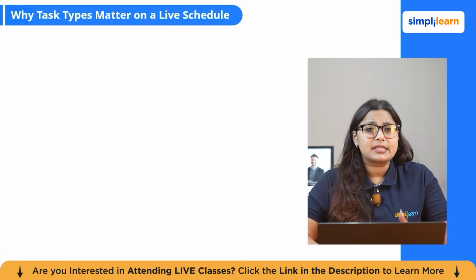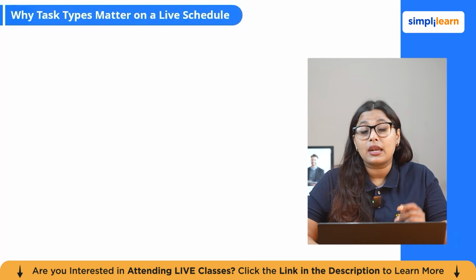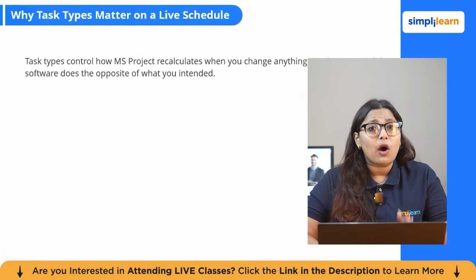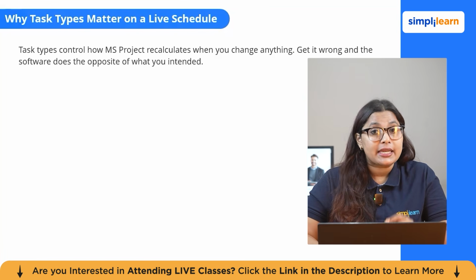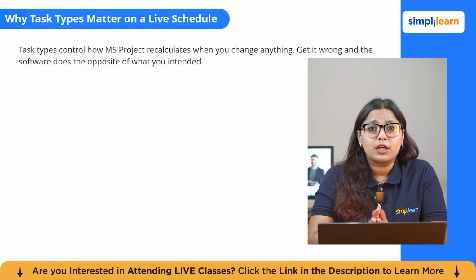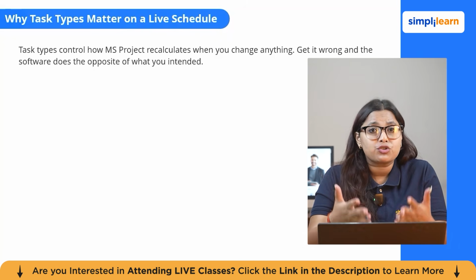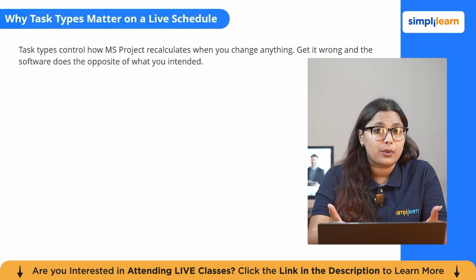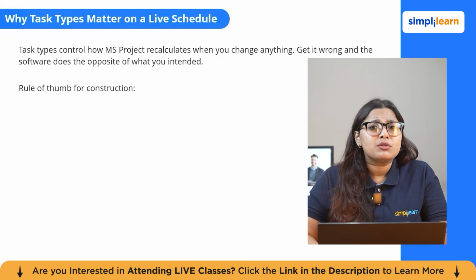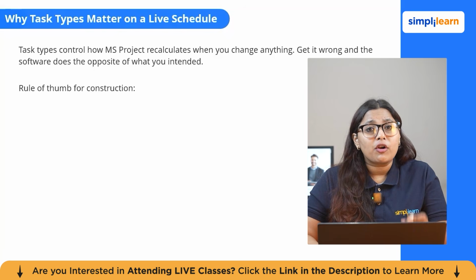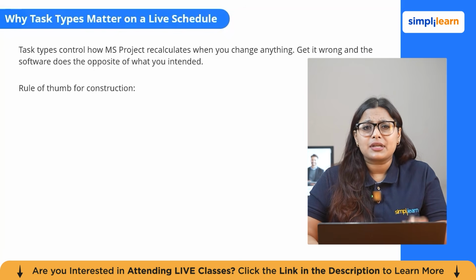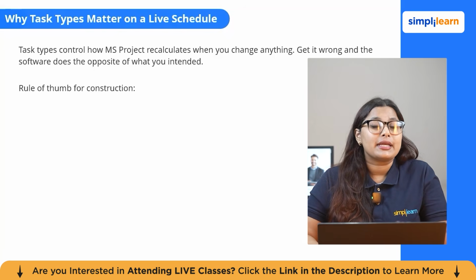After doing all of this, let's see why task type matters on a live schedule. Task type controls how MS Project recalculates when you change anything. If you have excavation set to fixed work and try to shorten the duration by adding a new excavator, MS Project will quietly reduce the resource units instead because it is protecting the work quantity. That is the opposite of what you wanted. Understanding which type of task governs each activity means you can confidently adjust your schedule and trust that the software is doing what you want.